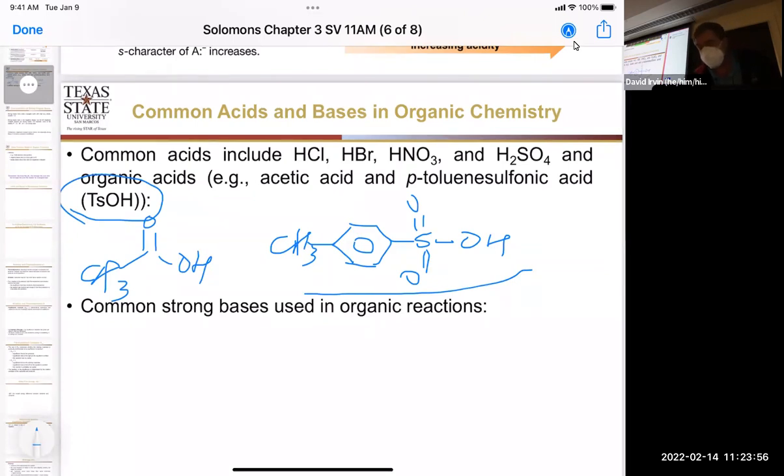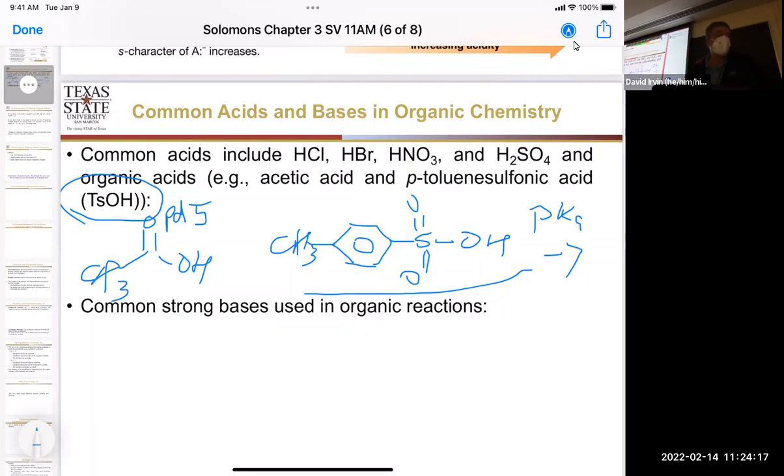In fact, this has a pKa of -7. This is around 5 pKa. So these are what we consider our two strongest organic acids that we'll use. And again, the other inorganic acids are all strong as well, except for HF. Remember, HF is just above 0.